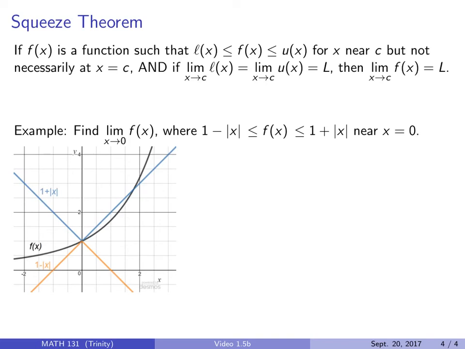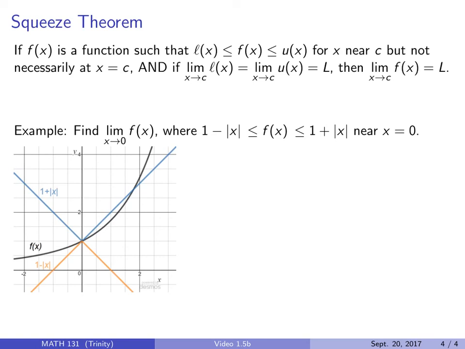For example here, I have f of x that I don't know the exact formula for, but I want to find the limit as x approaches 0 of f of x. But what I did do was I was able to find two functions, 1 minus the absolute value of x and 1 plus the absolute value of x, that near x equals 0 satisfy that inequality, that 1 minus the absolute value of x is less than or equal to f of x is less than or equal to 1 plus the absolute value of x. Now note that over here the inequality would have to switch, but since I'm looking at x equals 0, my inequality only has to be satisfied for x near 0.